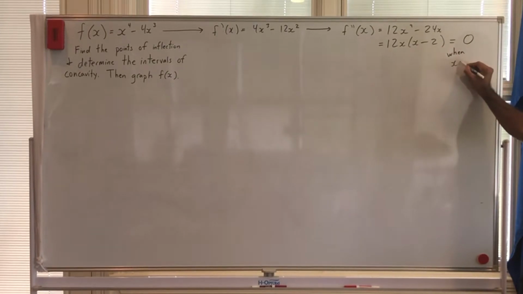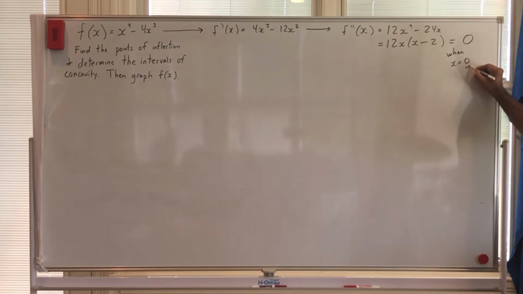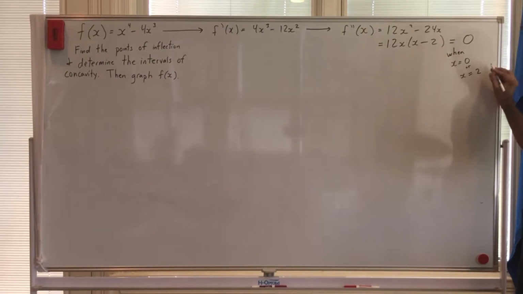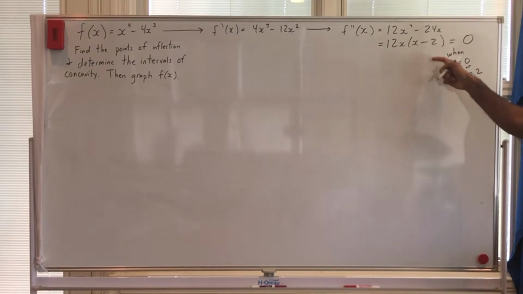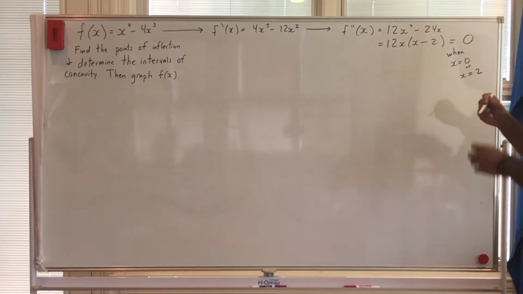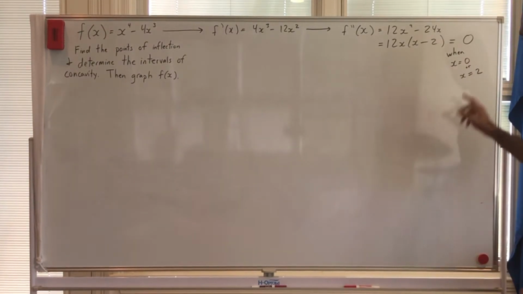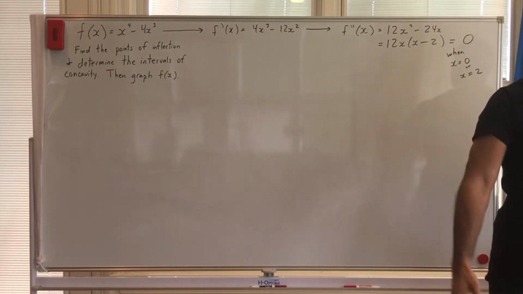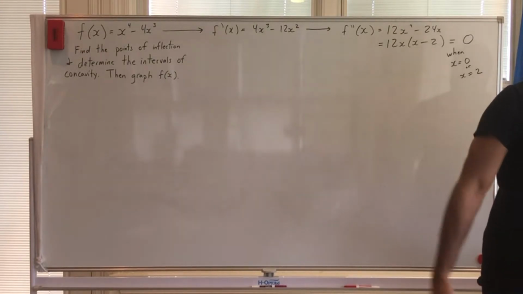Clearly that happens when x is 0 or x is 2. I know, this thing is never undefined. Yeah. This is a very nice polynomial. Right. It's never undefined. This happens when x is either 0 or 2. So those, again, I don't call them critical numbers, I call them possible points of inflection, or more accurately, possible x-coordinates of my possible points of inflection.